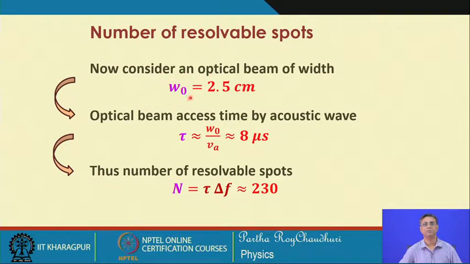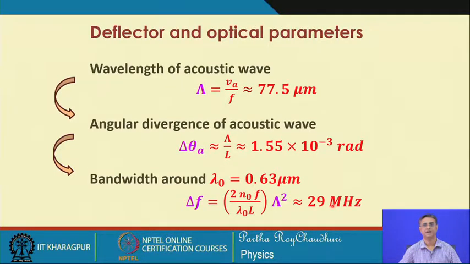If we now consider that the acoustic beam width was 5 centimeter and the optical beam is 2.5 centimeter, therefore the optical beam access time by the acoustic wave, we have seen, is equal to 8 microsecond, which is very instant, and thus the number of resolvable spots in this case will be 230. This is a very beautiful example with realistic practical numbers, to understand how you get a number of resolvable spots which is more than 200 for a frequency range of 29, close to 30 megahertz. Within 30 megahertz you will get these many spots by using these acousto-optic and optical beam parameters. So, this gives a very clear understanding of how this deflector can be used with practical numbers.